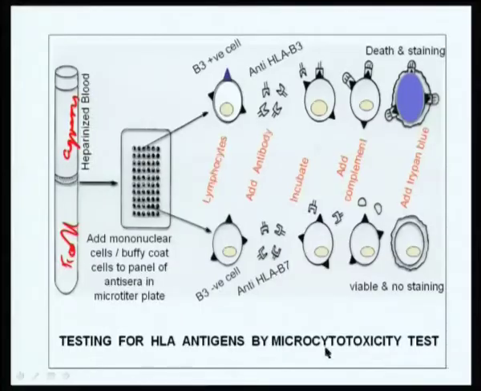So, this is the microcytotoxicity test that was used for typing individuals in those days before the availability of modern methods. The modern methods of course look at the DNA sequence, and because the HLA complex or the MHC complex is allelic in nature, you have variations in the HLA gene nucleotide sequence.